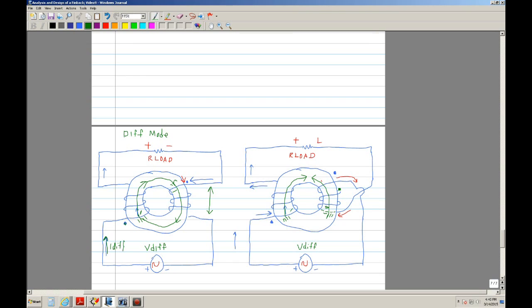Now this winding generates a flux in one direction, but then this other winding generates the same flux in the opposite direction, and they're both equal. So this means that the flux cancels.